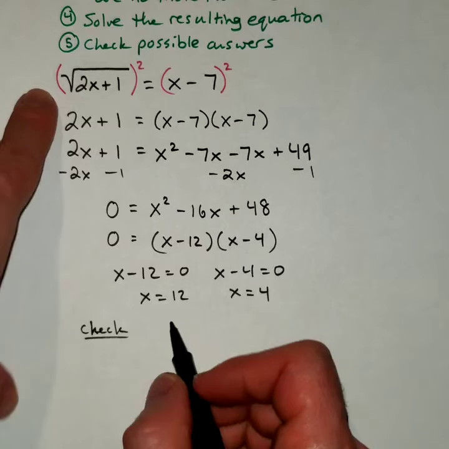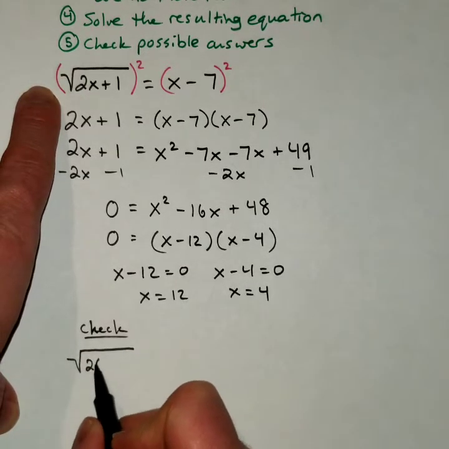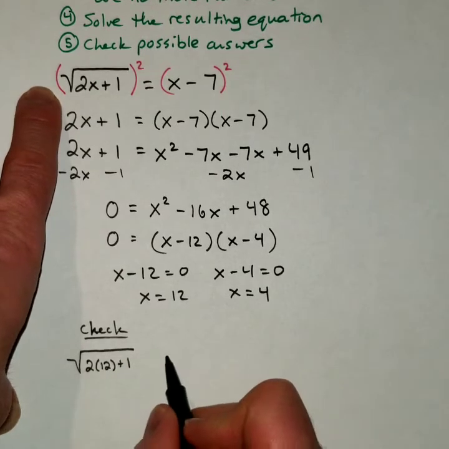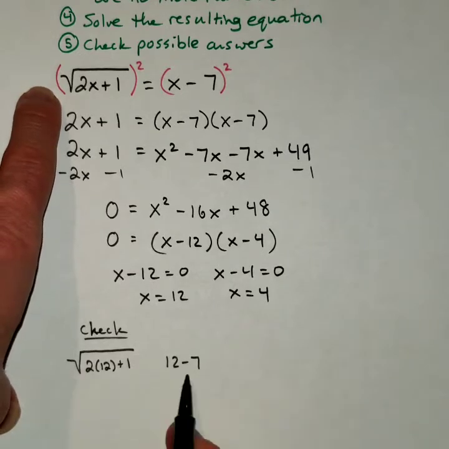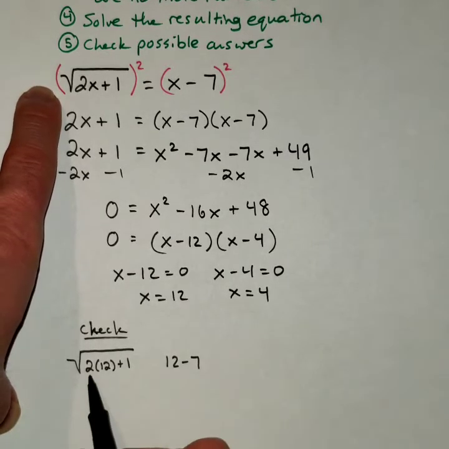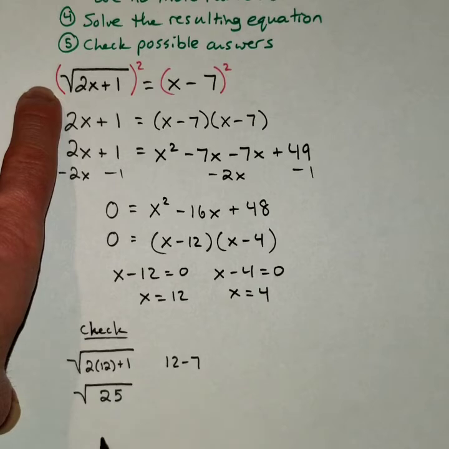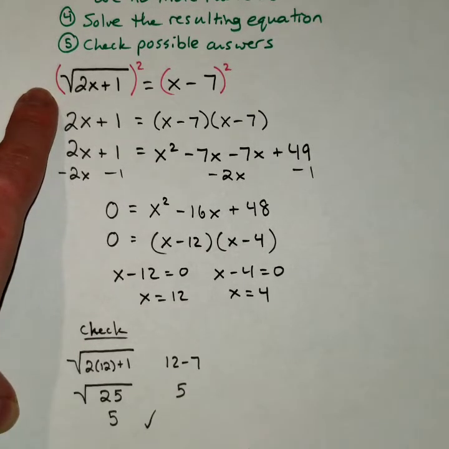When I put the 12 in, I get a square root of 2 times 12 plus 1 on the left. And I get 12 minus 7 on the right. I've got to make sure these end up simplifying to the same thing. So 2 times 12 is 24. 24 plus 1 is 25. And the square root of 25 is 5. On the right side, 12 minus 7 is 5. Because they end up being the same, we'll say that one checks out.